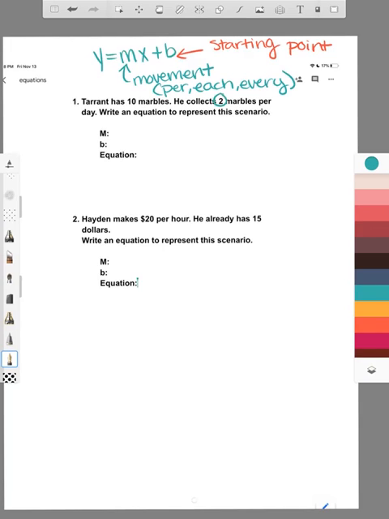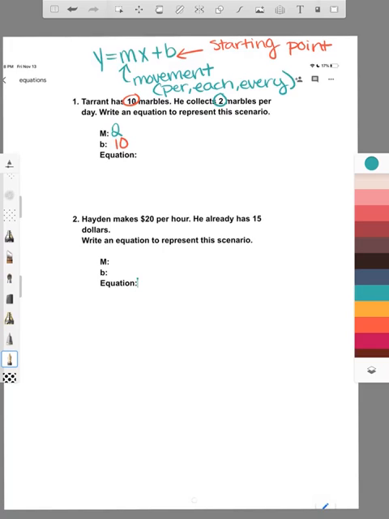The reason why it's 2 and not 10 is because he collects 2 marbles per day, meaning each day he's getting 2 more marbles. That's steadily occurring. So 2 would be our m value. Now, 10 is going to be our b value, but why is 10 our b value? All right, if you said that 10 is our b value because it's our starting point, then you're correct. So he's starting off with 10 marbles, so that makes it our b value.